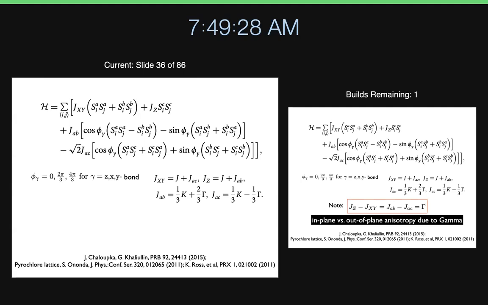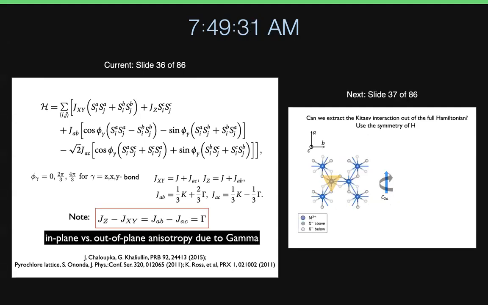What's nice about this is that if you put it into this coordinate and look at the difference between the XY and Z, so I just subtract the two, JZ minus JXY, the Heisenberg cancels out. And that should be, because this is telling us the in-plane versus out-of-plane anisotropy, Heisenberg is not going to be there by definition. It depends on JAB minus JAC, and that's proportional to just the gamma. So the gamma interaction is the one that will give us the in-plane and out-of-plane anisotropy.